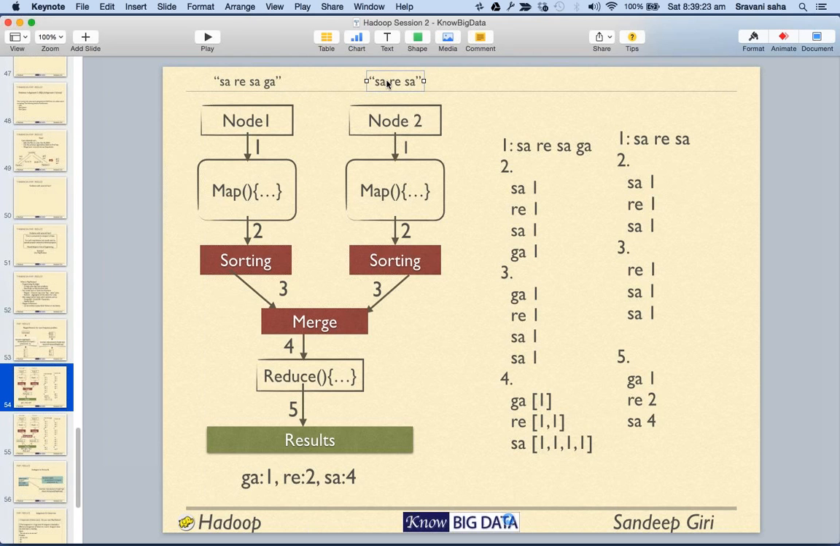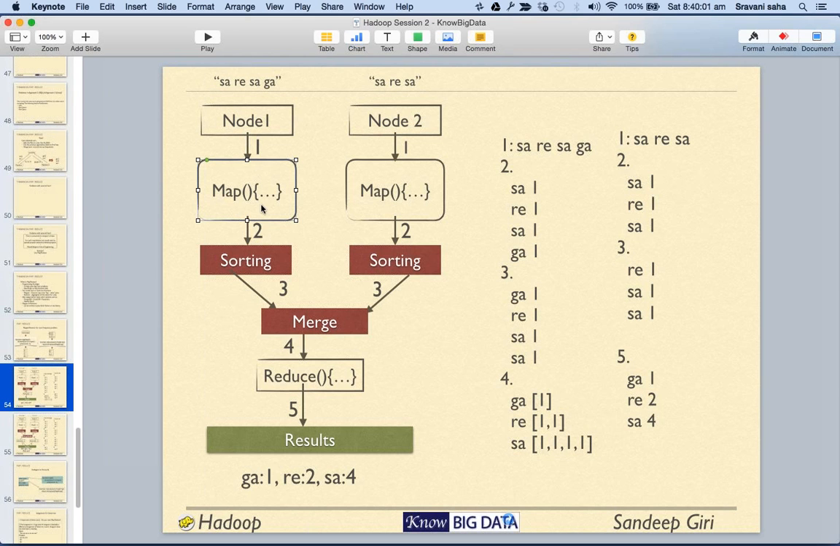Or let me put it this way: out of the input files, if the input file contains a million lines, 500,000 lines go to node 1, 500,000 lines go to node 2. Because these are the blocks of data lying on HDFS already, the data is sliced anyway already, and first part of the data, first 500,000, goes to node 1, where whatever happened in the previous screen, the same thing happens.